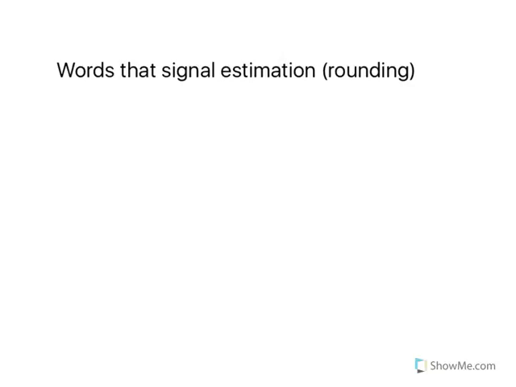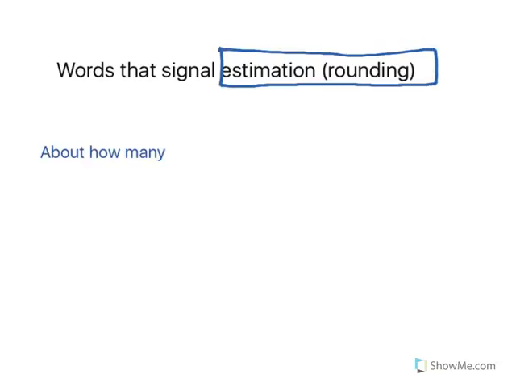Alright, so in the first section, we're going to talk about words that signal estimation, which means rounding. So write this, and I want you to put in this blue box, estimation, and that estimation means rounding. Alright, so the first words we have is about how many. Whenever you see that, that signals for you to estimate, which means to round.